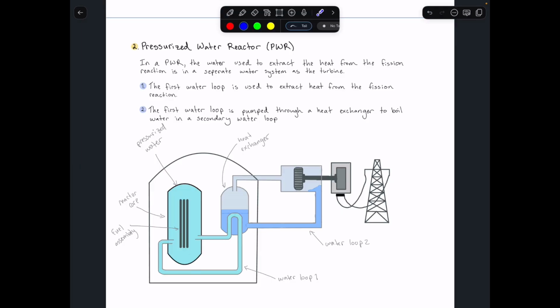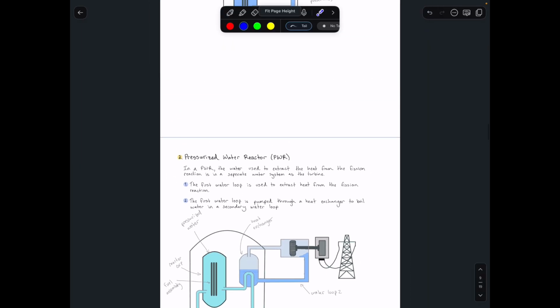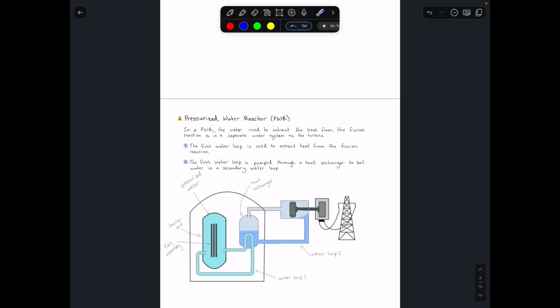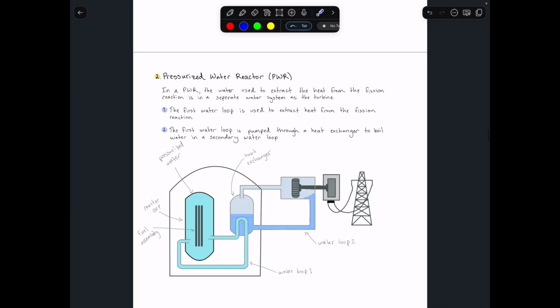Okay, so that is how the 2 main types of nuclear power plants across the world work. In a future lecture for a different course, we'll go over some of the other designs of nuclear reactors, but this is good enough for an intro course.